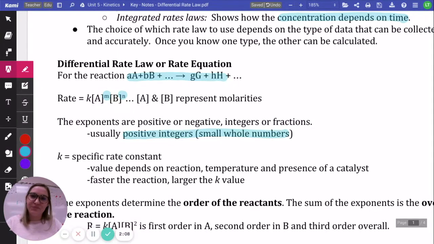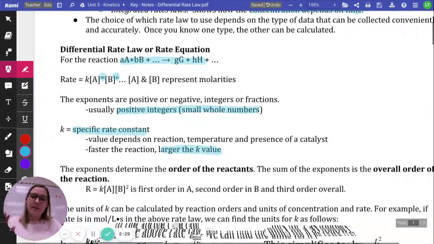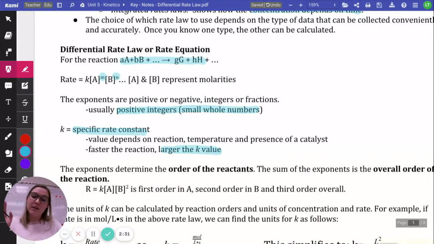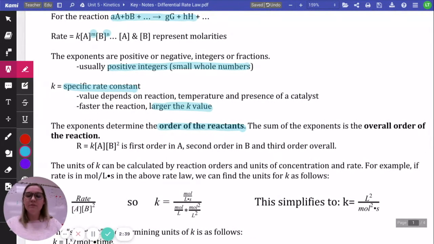Now, k is our specific rate constant, and this value depends on many factors: the reaction, the temperature, whether there's a catalyst or not, all of those things. But the faster the reaction, the larger your k value. I said our exponents are positive whole integers. The exponents tell us the order of our reactants, and the sum of our exponents is the overall order of the reaction.